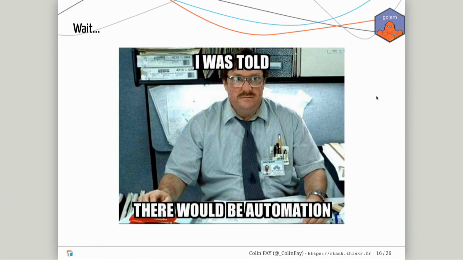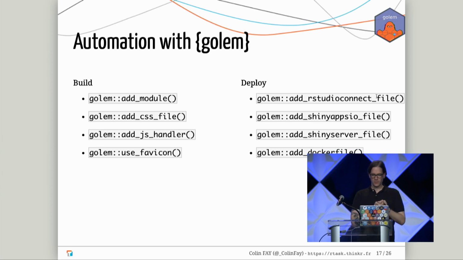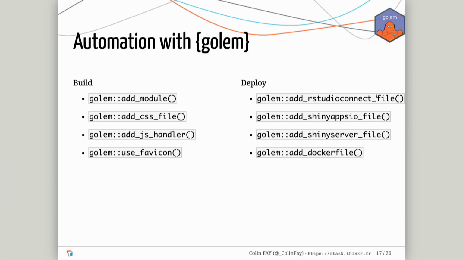And I know that I told you that there would be automation, so I've been talking a lot about automation. So here comes the part about automation. We've tried to make it easy to do these repetitive things like creating a module, creating a CSS file, creating a JavaScript handler, using a favicon. So during the building process, if you want to add a new module, you have a function that says add module, and what this function does is add a module in the correct folder. Same goes for the CSS, the JavaScript handler, and the favicon.